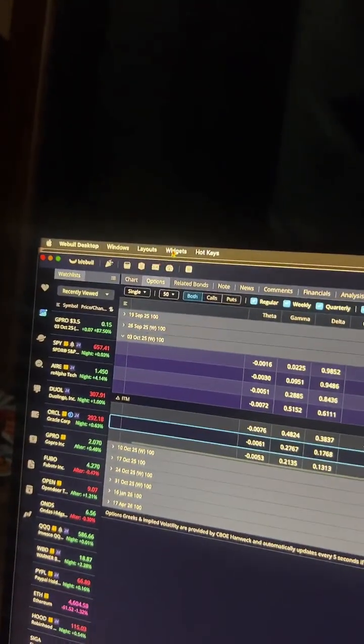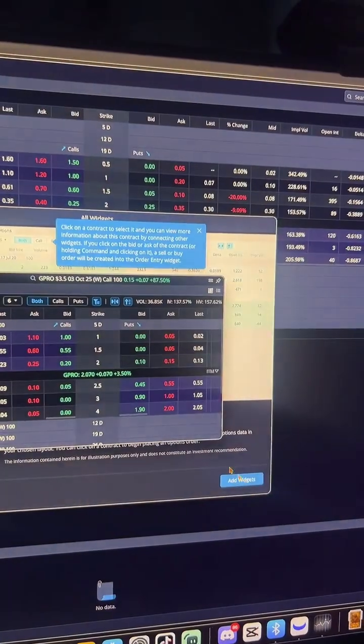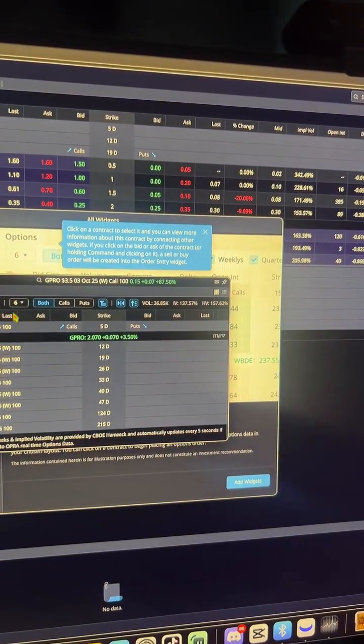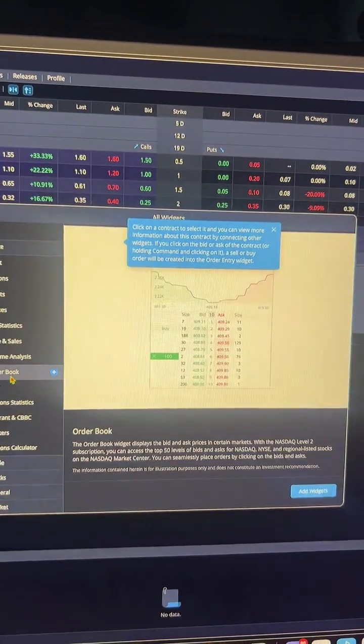I don't have one on here, but I can add one. You go up here to widgets and you add a widget. It's simple. You add an order widget. I can go to options. I can add the options widgets. Here go the options chain right here. I already got that on there. I don't want that. I want an order book.